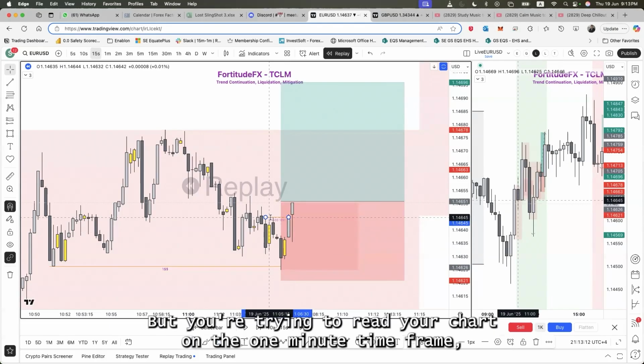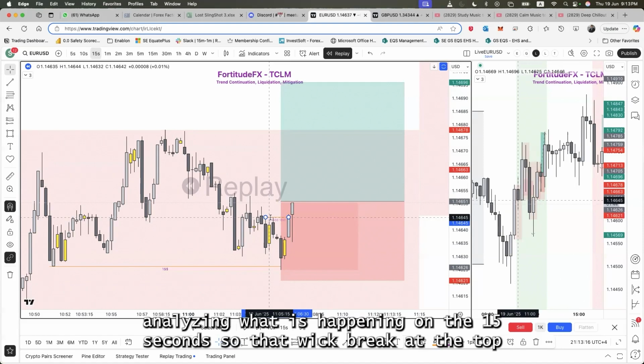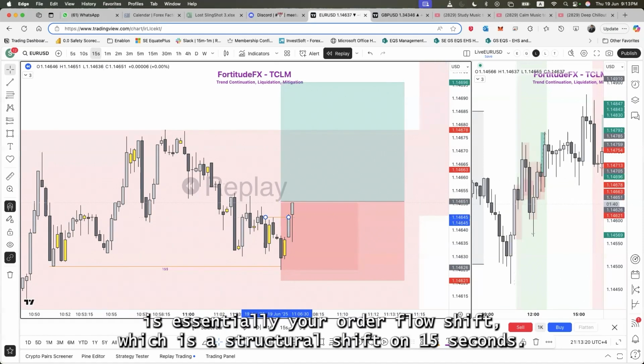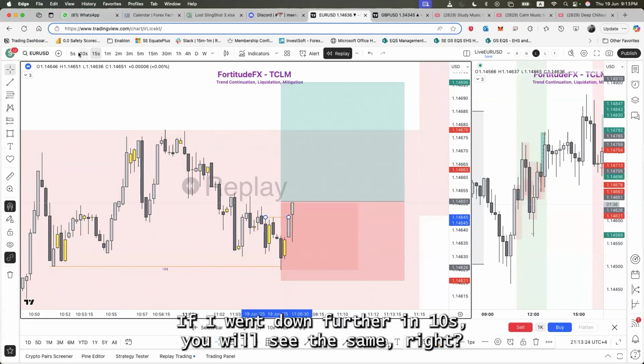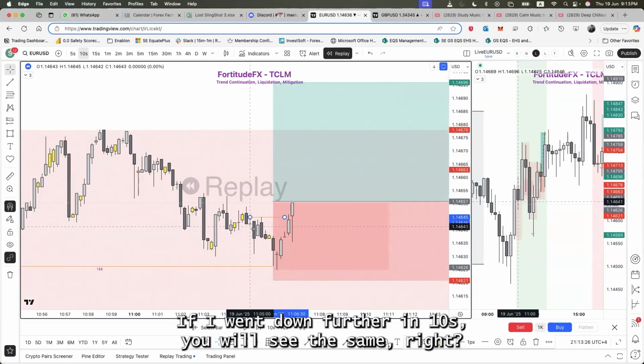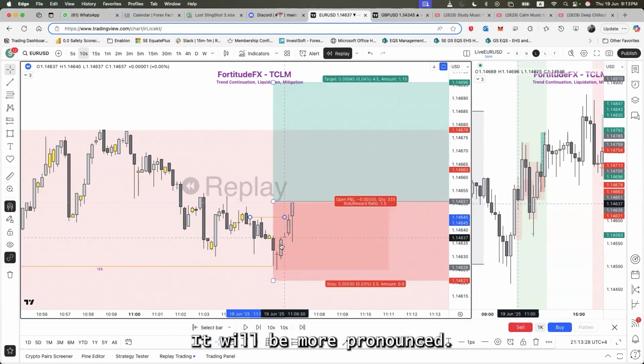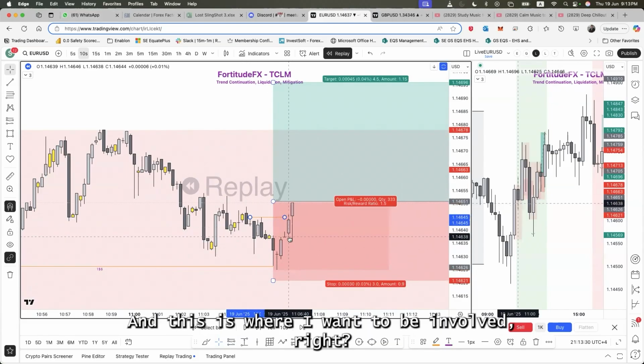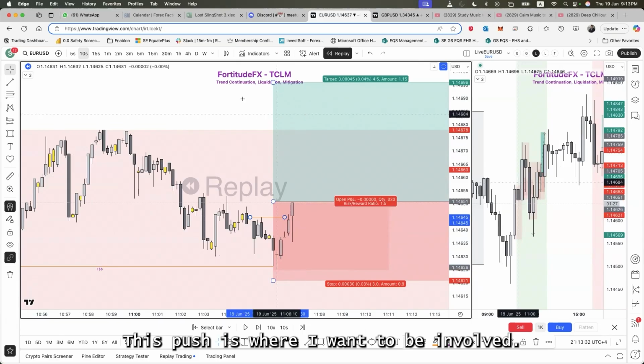But you're trying to read your chart on the 1-minute time frame, analyzing what is happening on the 15 seconds. So that wick break at the top is essentially your order flow shift, which is a structural shift on 15 seconds. If I went down further into 10 seconds, you will see the same. It'll be more pronounced. And this is where I want to be involved in, right? This push is where I want to be involved.